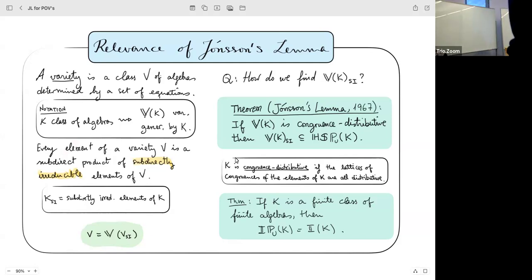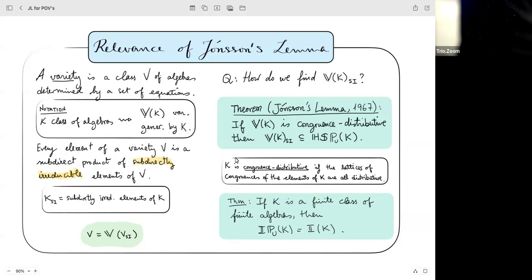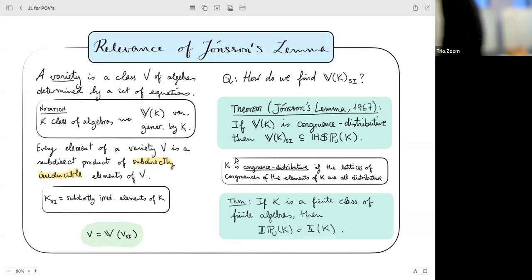Now, usually we are going to write K sub SI to denote the subdirectly irreducible elements of the class K. And what we have then is that every variety is generated by its subdirectly irreducibles. Now, if you give me a class of algebras K, you generate a variety, and you look for the subdirectly irreducibles, how do you find them? Where are they? Which kind of objects are they? Is there any technique to find them? And Jónsson's lemma is helping us to find all those subdirectly irreducibles.